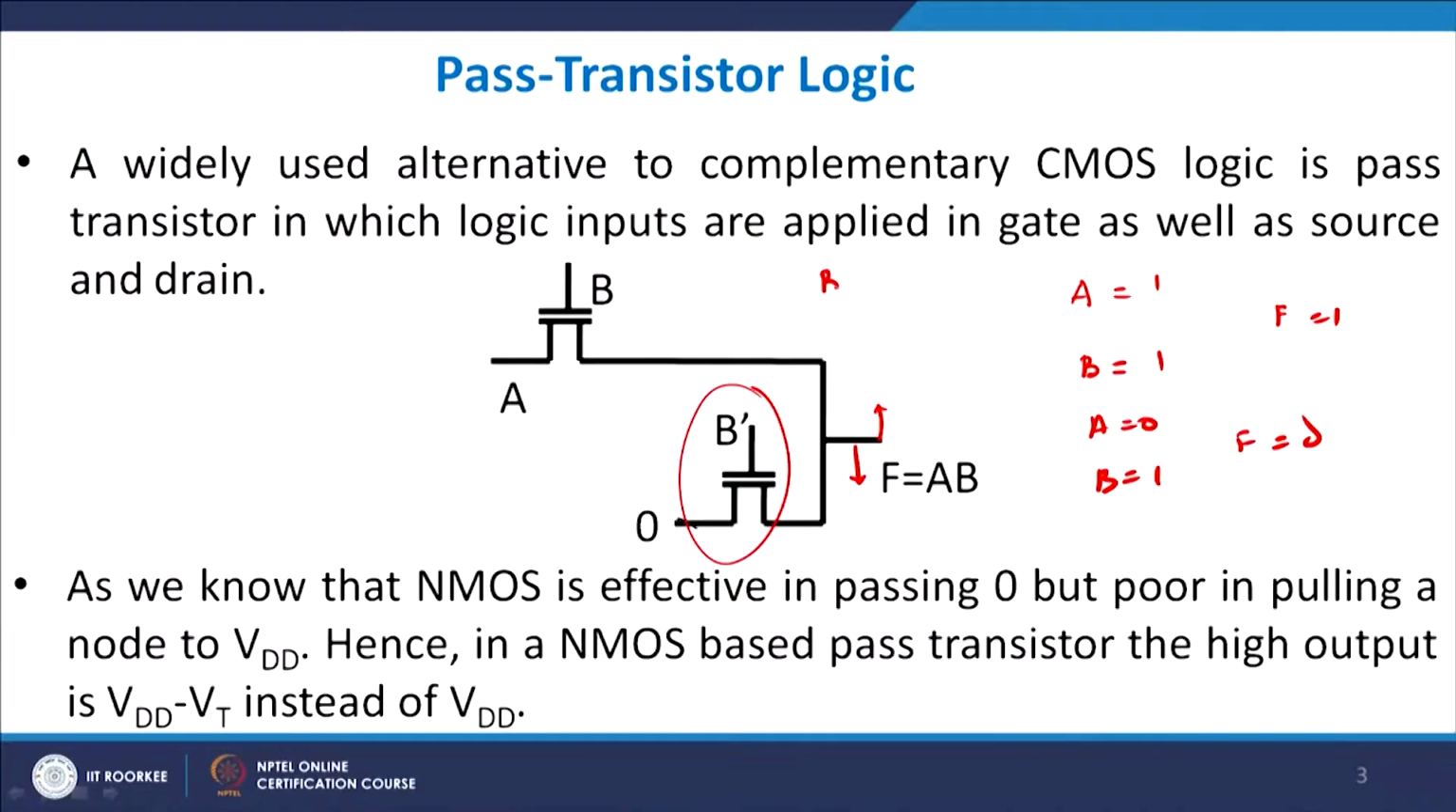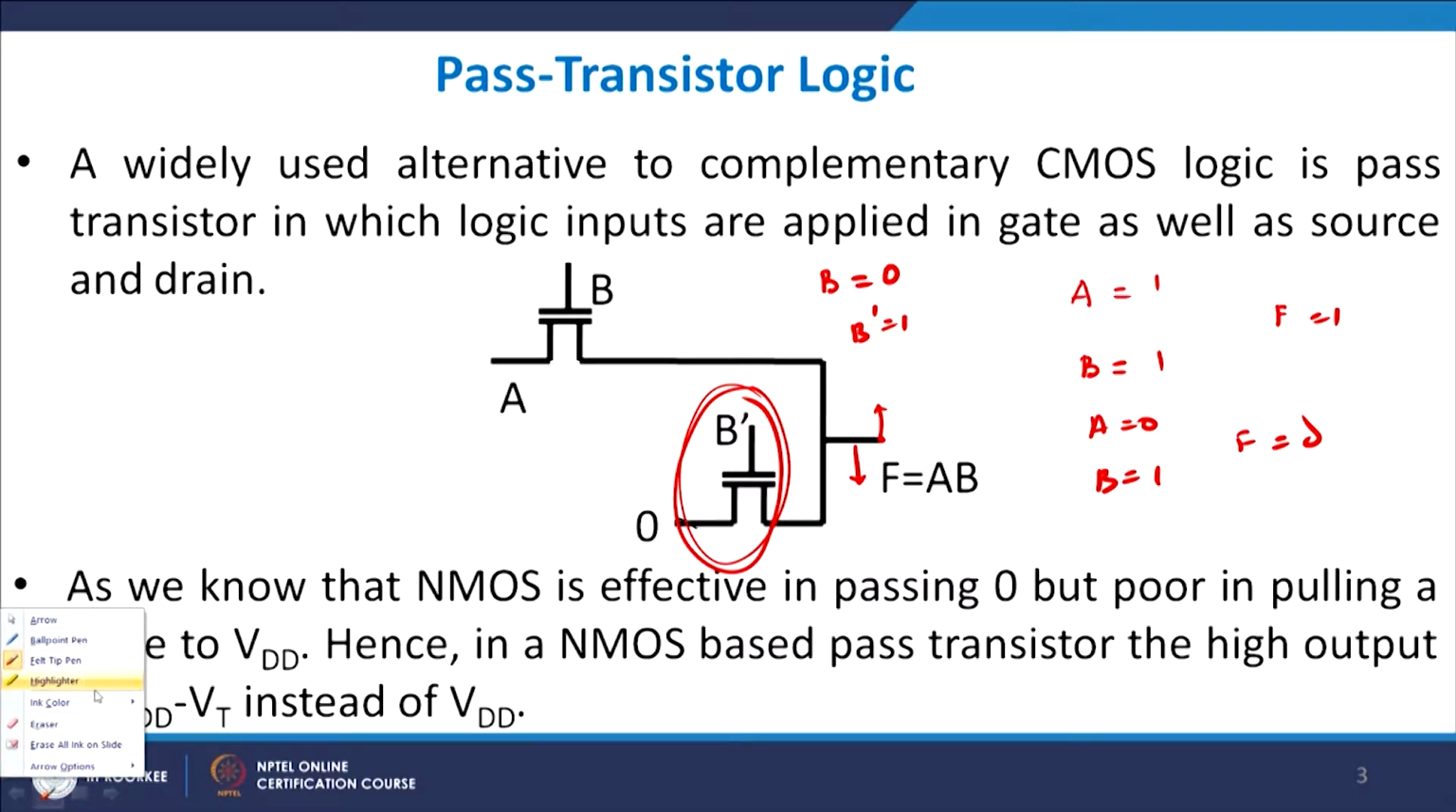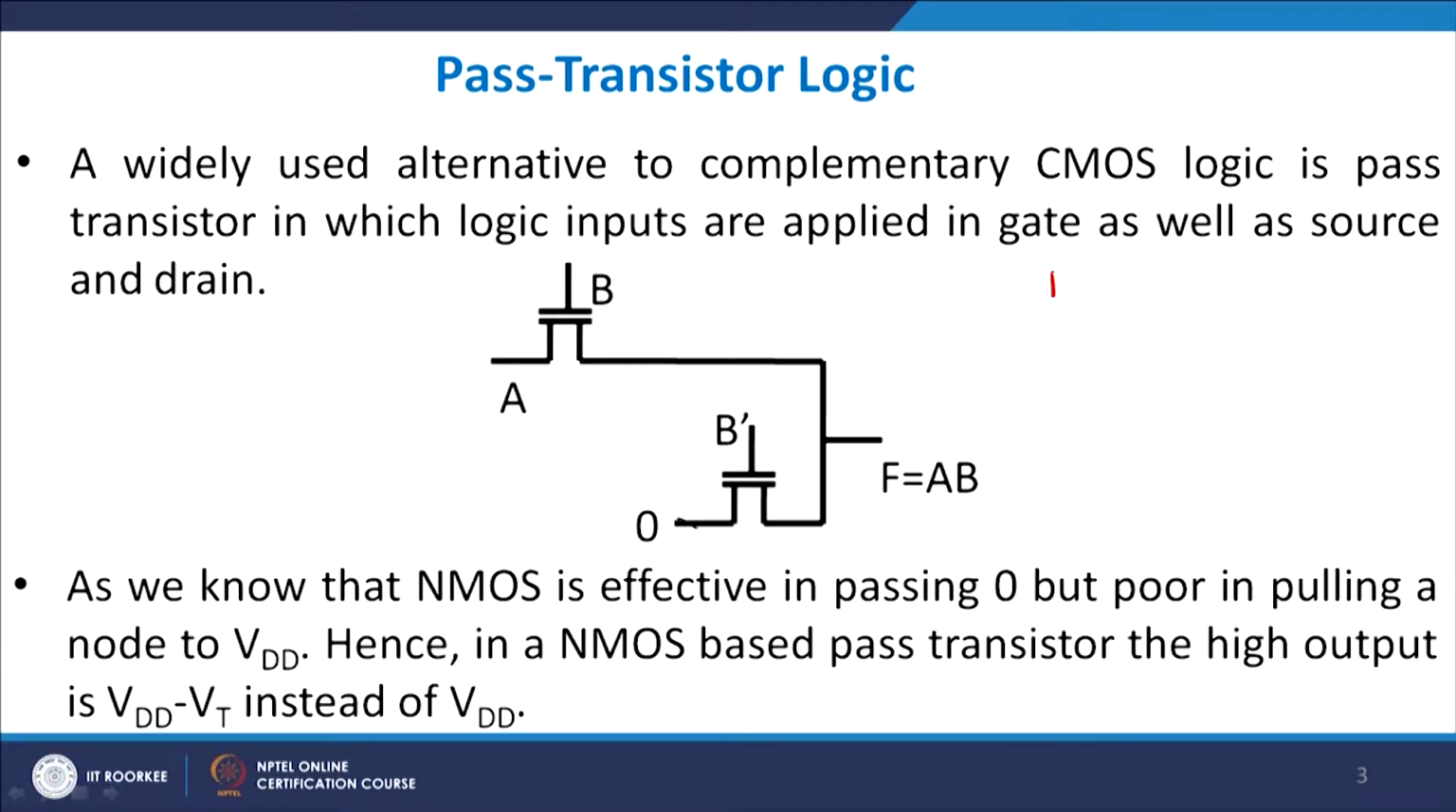I will give an example. Suppose B was 0, so B bar will be equal to 1. When B equals 0, suppose this transistor would not have been there. Then this will be acting as a floating node. You getting my point? We will say B equals 0, which implies that this transistor is cut off, and suppose this transistor would not have been there in the design, then this node F would have been a floating node, and all sorts of voltage spikes and everything would have been visible here.